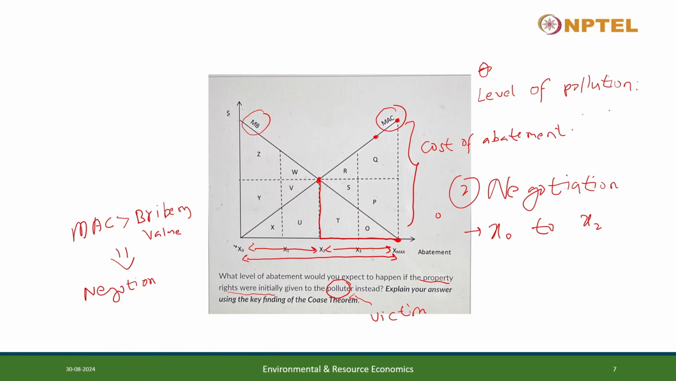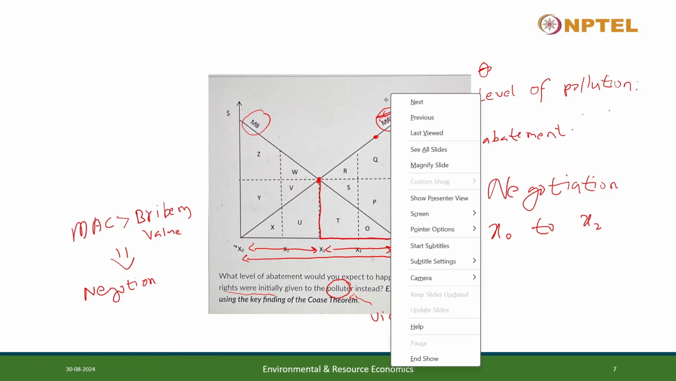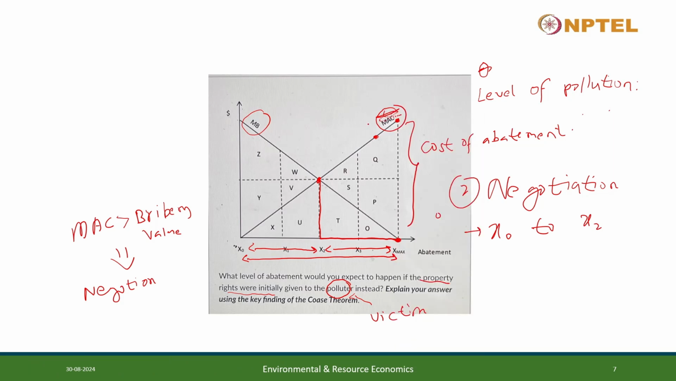Now if I ask you, what will be the net benefit for the victim? What will be the net benefit of the victim after negotiation? So he negotiated, right? So what will be the benefit, or I must say cost saving, for the victim? What will be this value? You have to tell the area. So what will be this area?